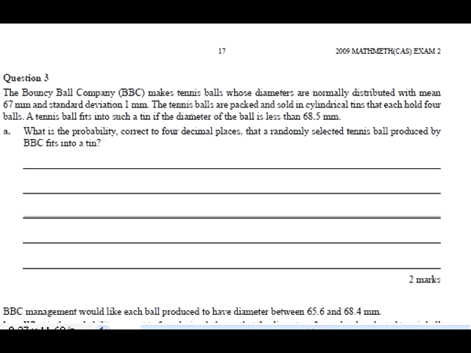So we've got tennis balls with diameters that are normally distributed. The mean is 67 millimeters and the standard deviation is 1 millimeter. Then they get fit into cans, and it'll fit if it's less than 68.5 millimeters. So part A says, what's the probability of having a random tennis ball fit into the can? In other words, you want to find the probability that x is smaller than 68.5, right?